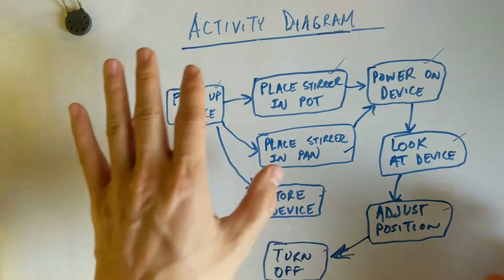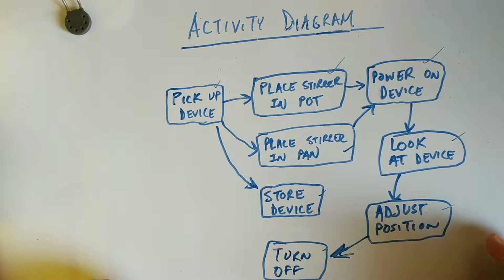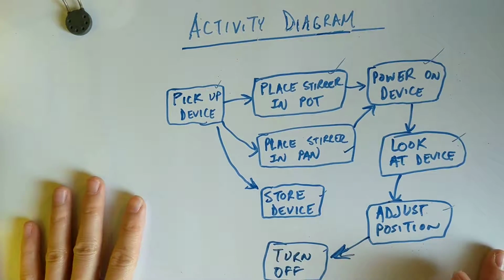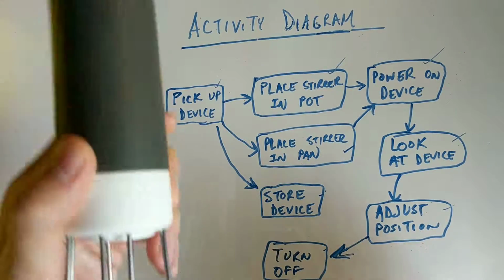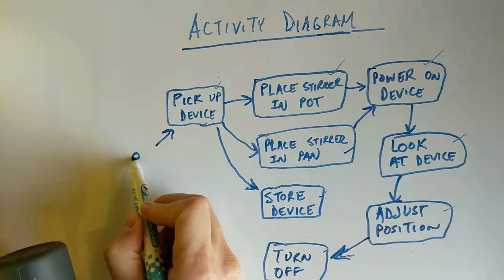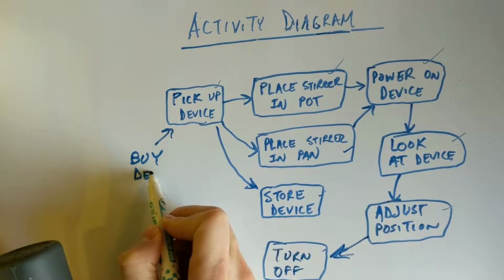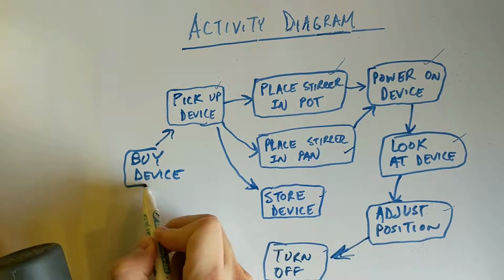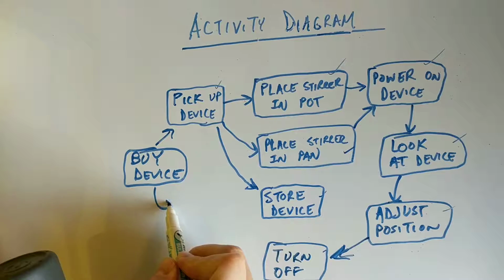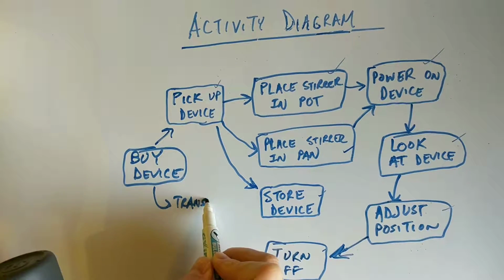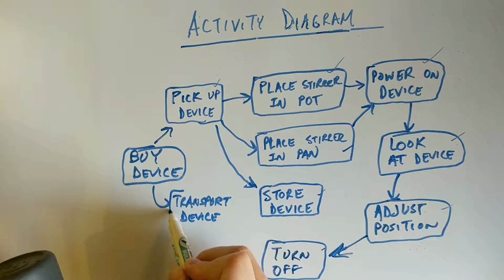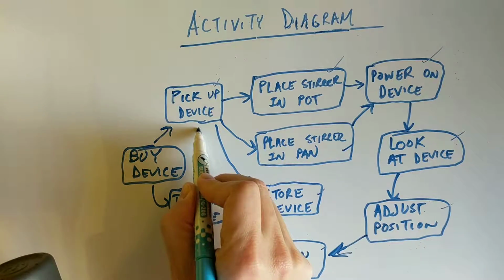Another thing that we should think about when we discuss activity diagrams is, historically, engineers haven't always looked at the entire activity diagram. What's missing from this activity diagram? Well, we haven't talked about buying the device. That's an important part of the whole process of using this. Maybe transporting the device. As the user, how am I going to carry it around? Am I going to get it from Amazon.com? Am I going to get it by driving to the store, something like that?